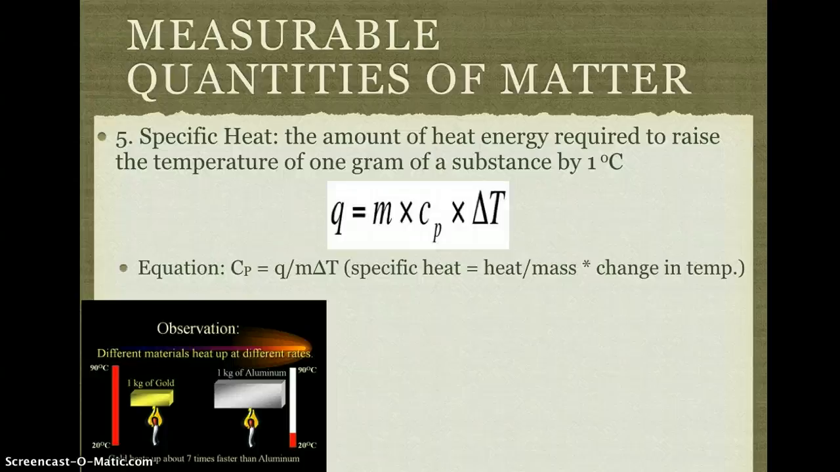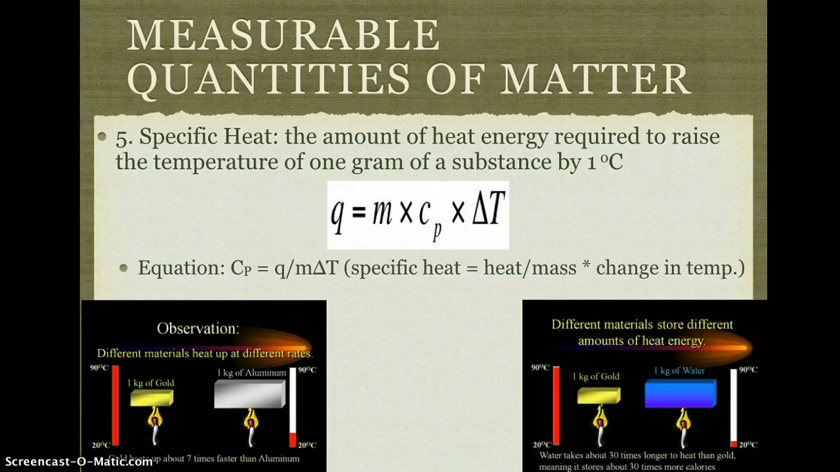It shows that gold heats up about 7 times faster than aluminum. And so as you put the same amount of heat under each of them, gold will go from 20 to 90, whereas aluminum looks like it goes from 20 to about 30 or so. So it shows, and that's what we mean by specific heat. Gold has a higher amount of specific heat based on its properties there.